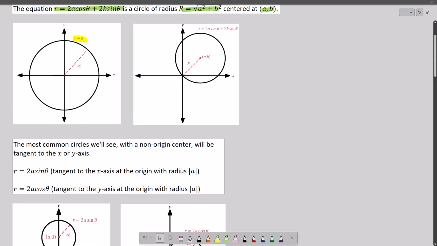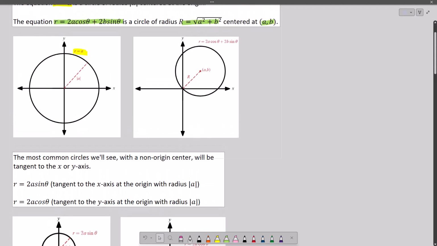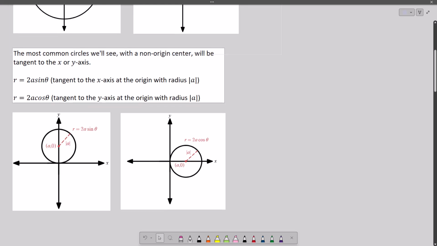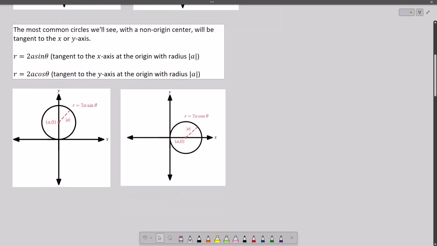If you look at this equation, it sort of has two pieces to it. If you just take one or the other piece, these are the circles we're going to look at. If you take the sine piece, you're going to end up with a circle tangent to the x-axis. And if you take the cosine piece, you're going to get a circle that's tangent to the y-axis. If a is positive, you're going to be above or right. If a were negative, you would be left or below.